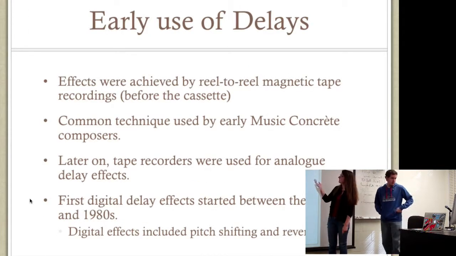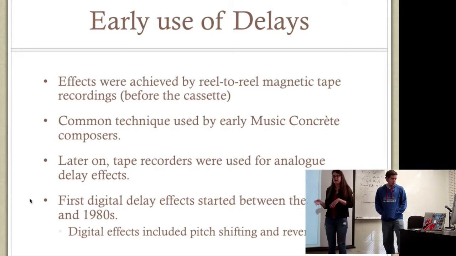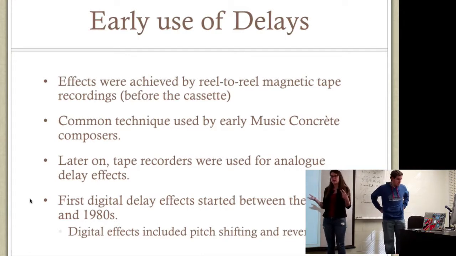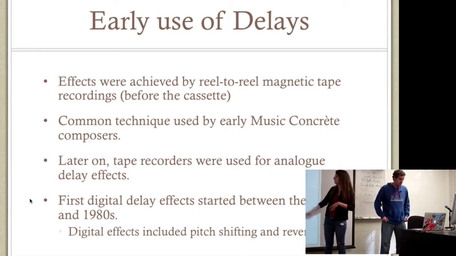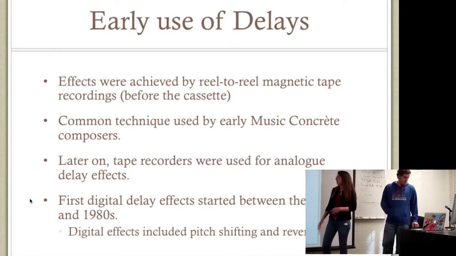Some early use of delays effects were achieved by reel-to-reel magnetic tape recordings. So this is before the cassette. Reel-to-reel are basically like little machines that have one reel and it just takes over the tape to the other reel. So it was very limiting with what you could do with the delay effects. This was actually a common technique used by early music composers.